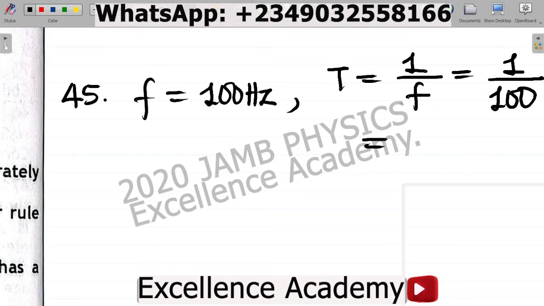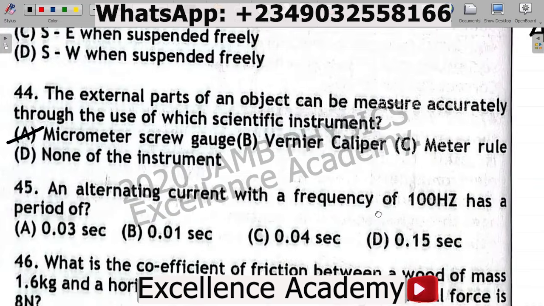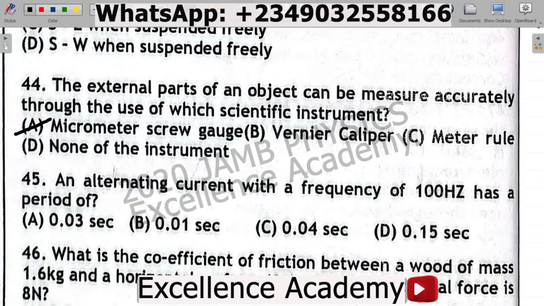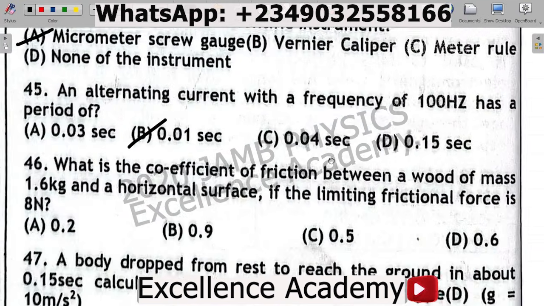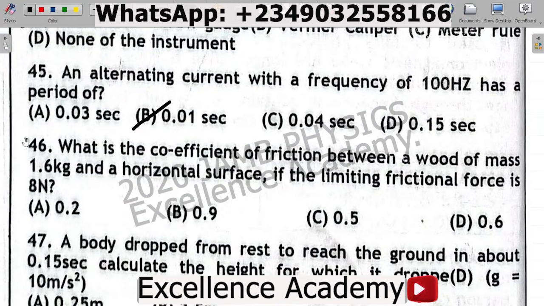We know that period T is equal to the inverse of frequency, and that's equal to 1 all over the value of the frequency, which is 100 Hertz. If I take the inverse of 100, that gives you 0.01. T there, which is period, is measured in seconds. So my answer is 0.01 seconds. That is option B, 0.01 seconds. That's your correct answer.